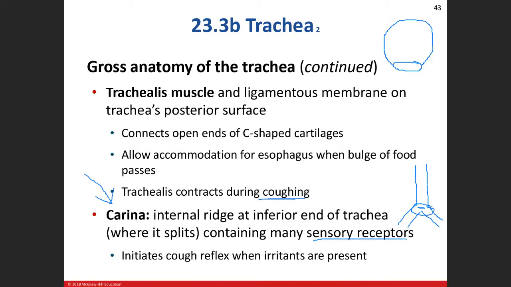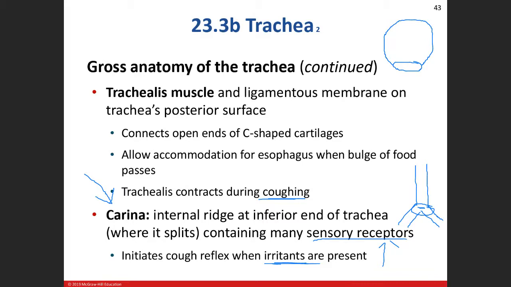So if you breathe in dust, or unfortunately, if you swallowed liquid and it went down the wrong pipe, if it flows down into the trachea, it will irritate those sensory receptors and initiate the cough or sneezing reflex. So it helps to clear those irritants out of your respiratory system.